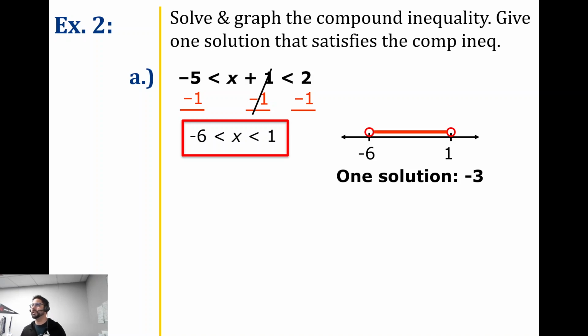1 cannot be included because it's not equal. Negative 6 cannot be included. You can use a decimal or a fraction. I personally like 0. Negative 3 is definitely good still. But again, this is an "and" compound inequality. Ooh, this one looks a lot better, a lot better.